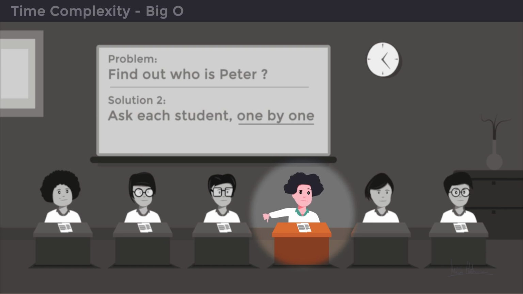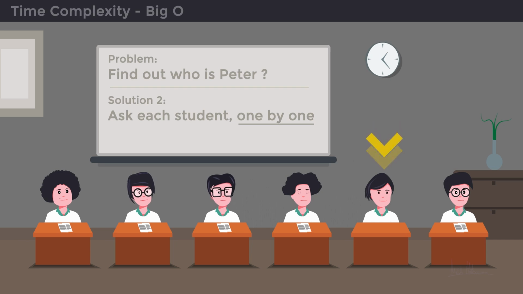We should investigate each student one by one to find out who Peter is. As is observed, Peter is now found in the 5th position among the students.